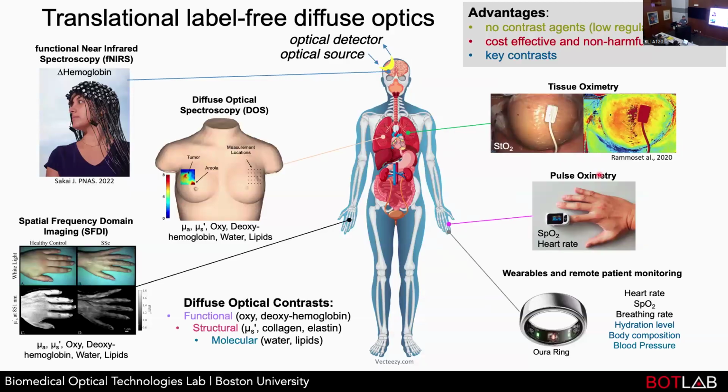So diffuse optical contrast ranges from functional. We can get the function of the tissue from oxy and deoxyhemoglobin. We can get structural information. Scattering tells us about the microarchitecture of the tissue. Collagen and elastin are chromophores that we can extract that also tell us about the structural components of tissue. And molecular information, water and lipids, the same contrast that you'd get from MRI. That information tells us about the makeup of the tissue, gives us molecular contrast.